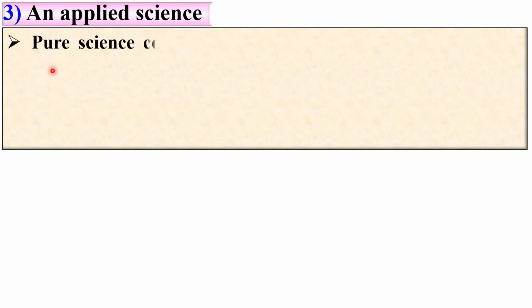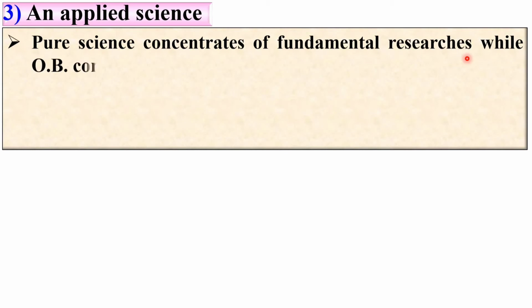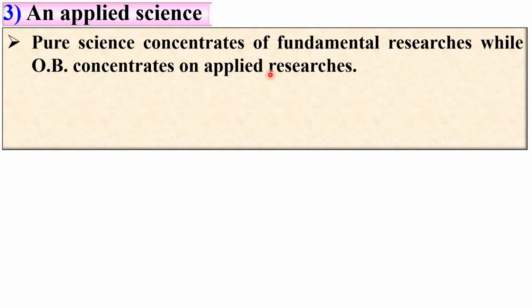Next, third one, OB is an applied science. Pure science concentrates on fundamental researches, while OB concentrates on applied researches. So that is actually the very important difference. If it is a pure science, then it focuses on fundamental researches, while OB, that means organizational behavior, concentrates on applied researches. That's why it is called as an applied science.